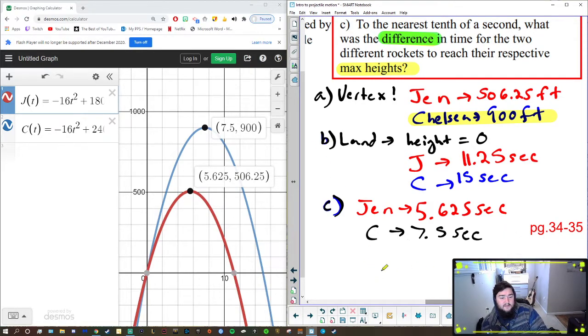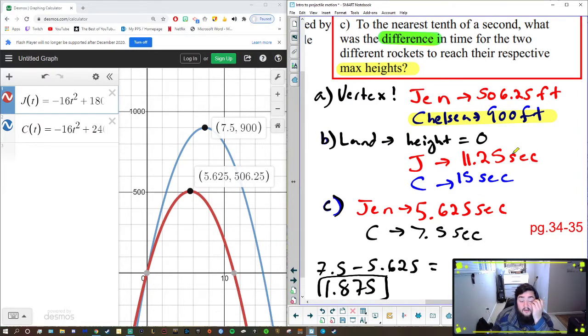So to find the difference in time, we would take our 7.5 minus 5.625, and if I do that in my calculator, 7.5 minus 5.625, that's 1.875. 1.875 was the difference in time. So it took Chelsea's rocket an extra almost 2 seconds to reach that maximum height. And that is the answer to all of our parts.